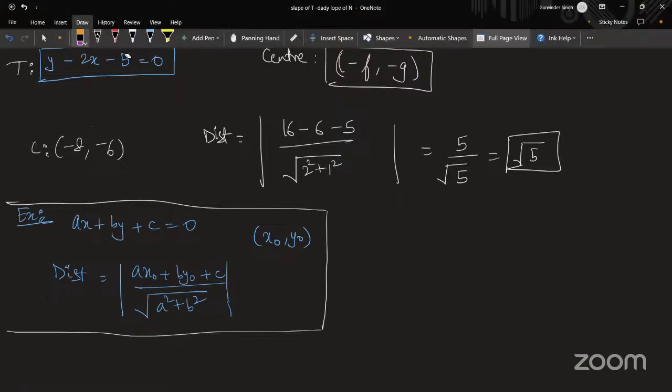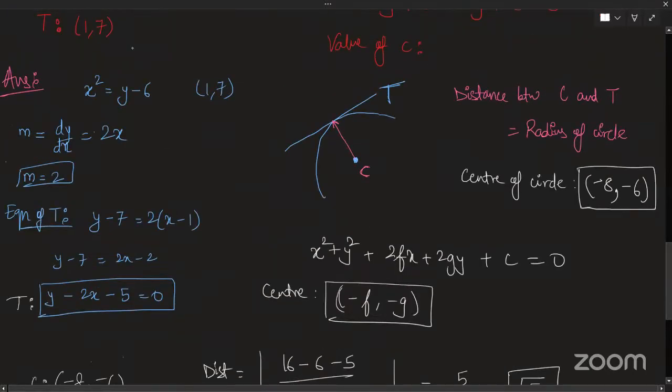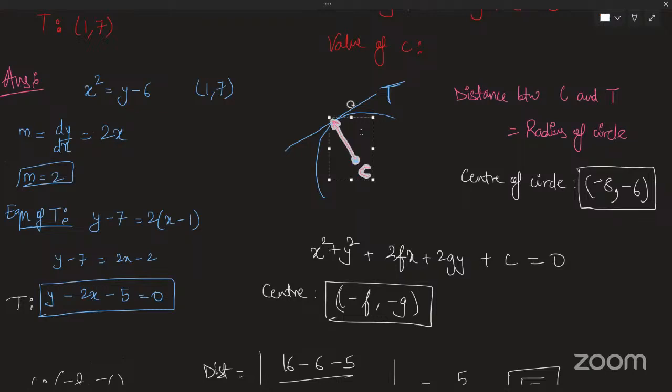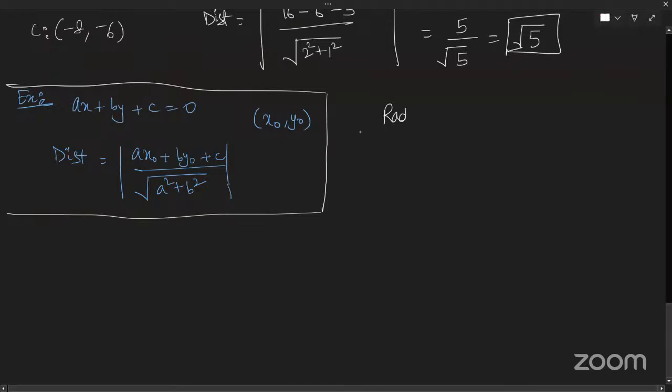So basically, I am asking you, if the distance between this line and the center is square root of 5, what is the radius of the circle? Radius of circle? Anyone? Square root 5. Yes, right? Because radius is equal to the distance. So obviously the radius is also square root 5.